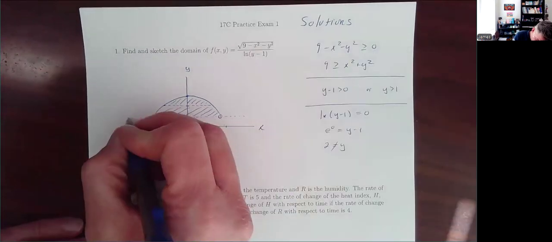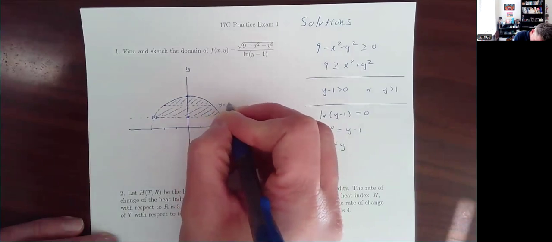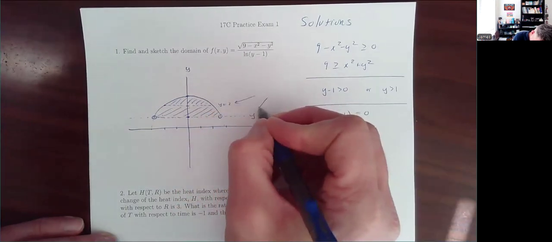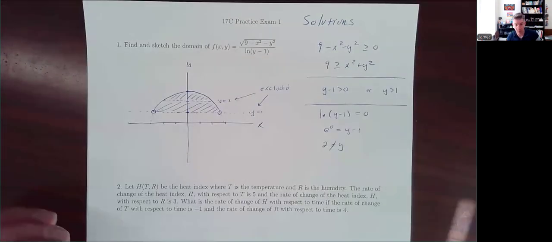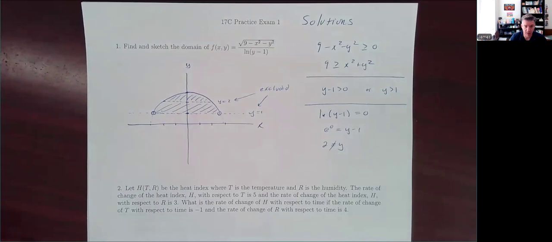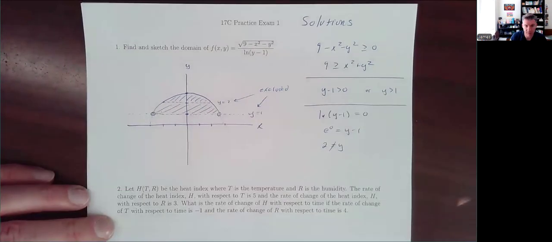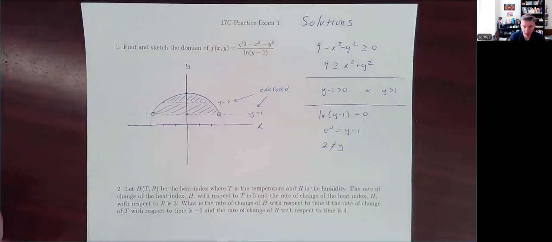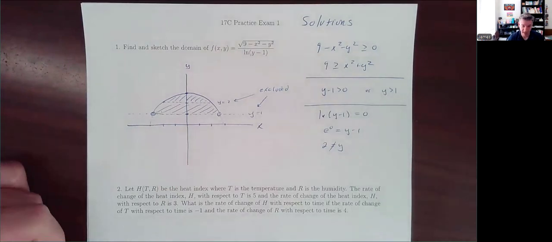So I would maybe write y equals 1, y equals 2. These are both getting excluded. If it's not clear from your drawing, you can always just write the words. That's kind of it. So everything inside the circle of radius 3, but above the line y equals 1 and not including the line y equals 2.